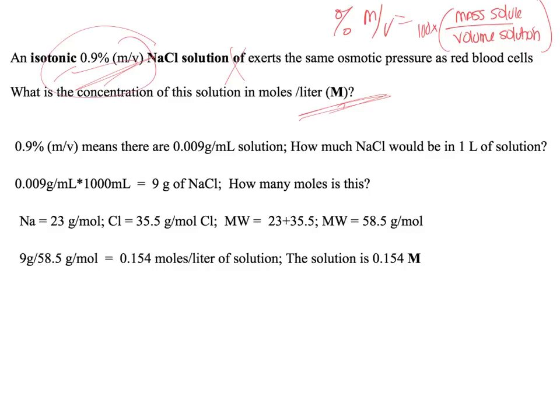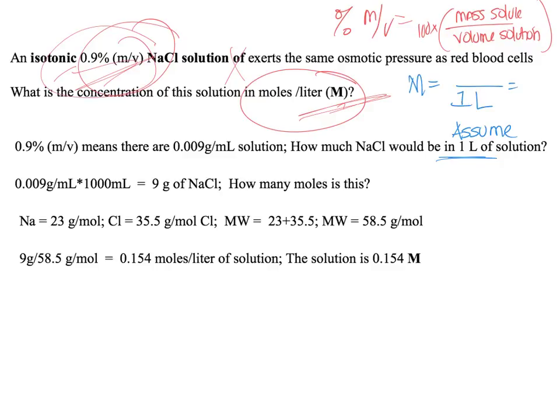Well, since I'm going to want moles per liter, and I'm dealing with mass volume, the easiest thing is probably to assume you've got a 1 liter solution. Imagine you've got a 1 liter bottle full of this stuff. That's the easiest assumption I usually make. Molarity is moles of solute per liter of solution, so if I assume 1 liter, there's the bottom part of my molarity.